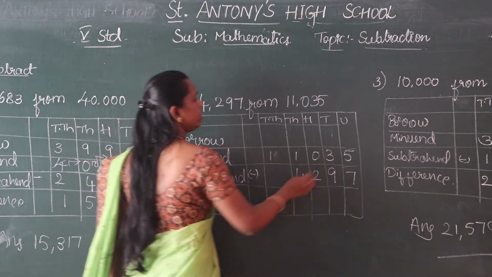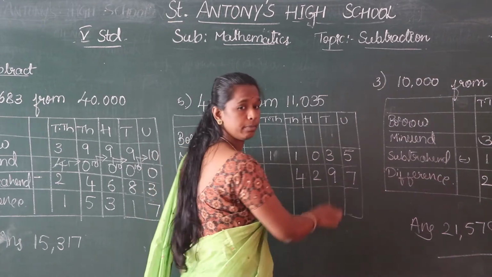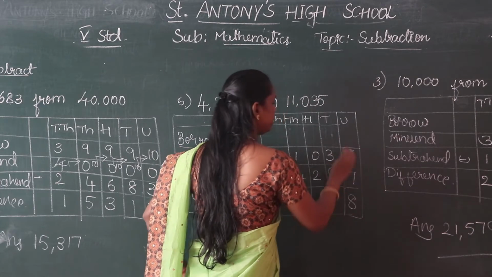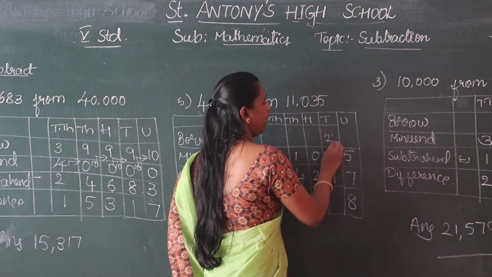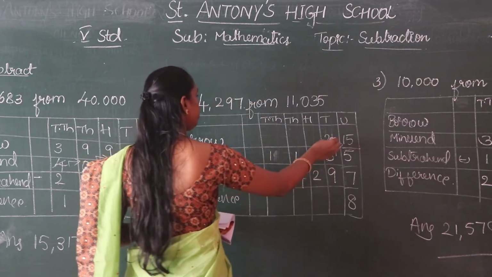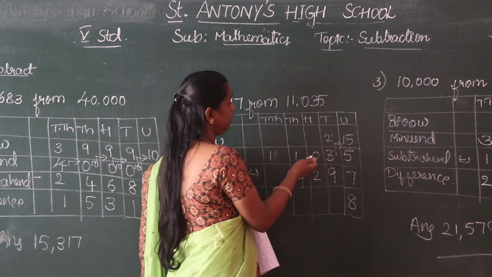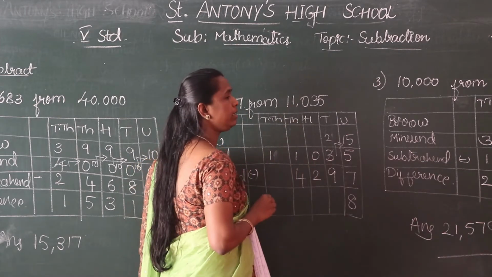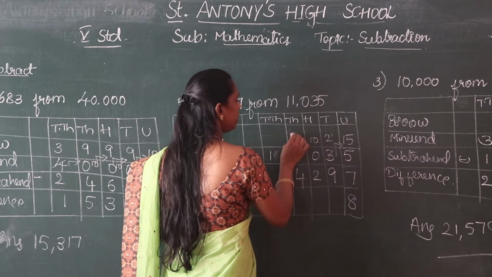4,297. So 5 minus 7 is not possible because in the subtrahend place 7 is a greater number. When we take borrow from tens place, this 3 becomes 2 and this 5 becomes 15. 15 minus 7, 8, and 2 minus 9 is not possible. So take borrow from this 100 place. In the 100 place 0 is there. So we take from the 1000 place. This 0 becomes 10, whereas this 1 becomes 0.